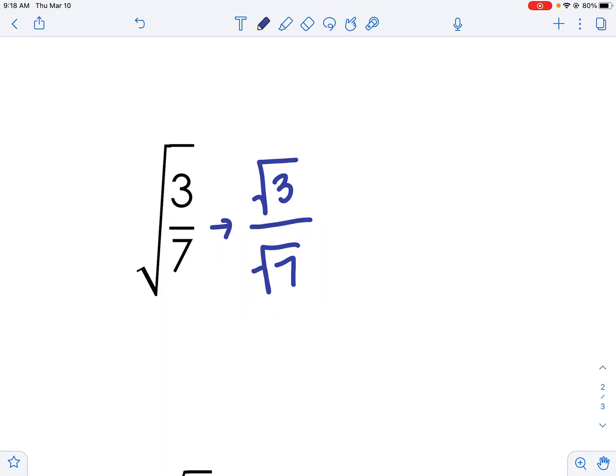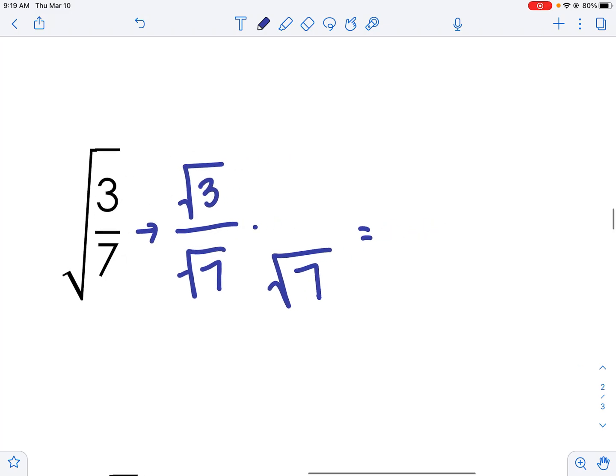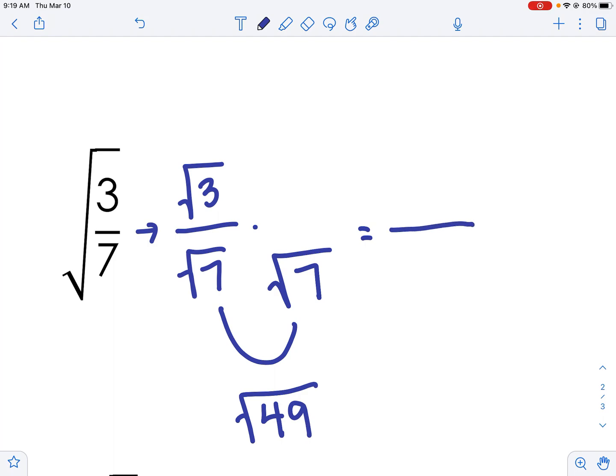Whatever you see in the denominator, if you have a square root, I'm going to multiply it by the same square root and they cancel out. So here's what I mean. If I have a square root of 7 on the bottom, I'm going to multiply by the square root of 7 to cancel it out. Because the square root of 7 times the square root of 7 is the square root of 7 times 7, which is 49, and the square root of 49 is just 7. So if you have a radical in the denominator, just multiply it by itself to cancel it out, and it just becomes a 7.